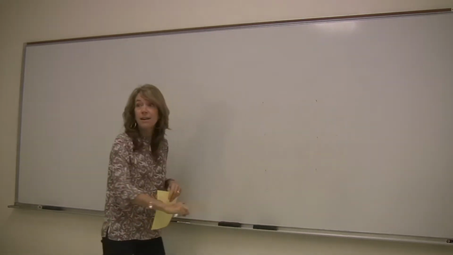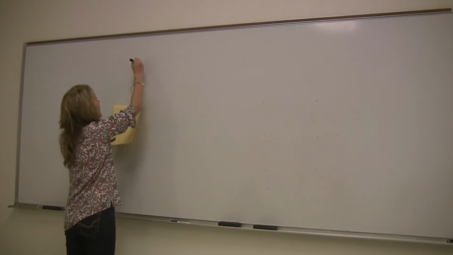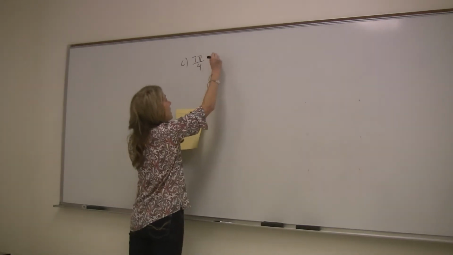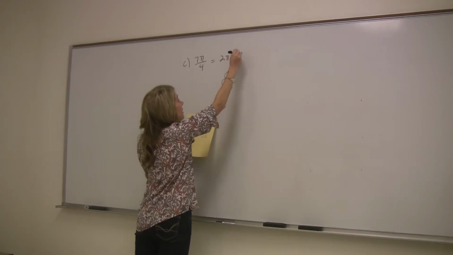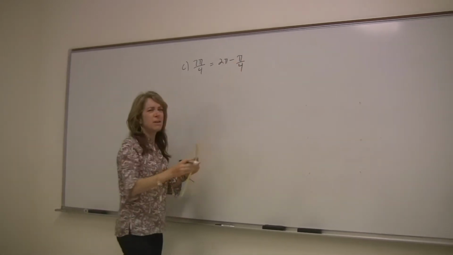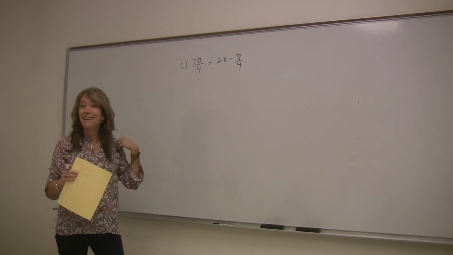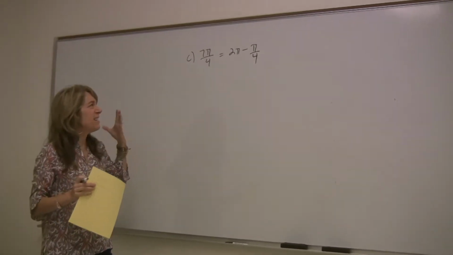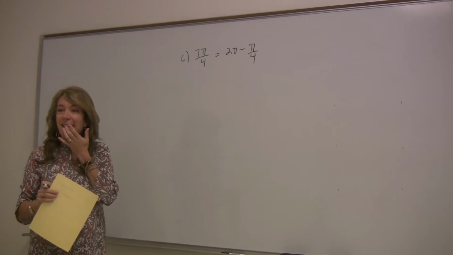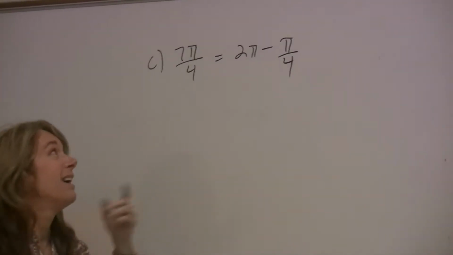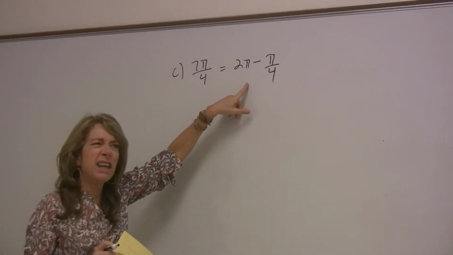Pi minus 1/4. Ooh, I like it. So it was 7 pi over 4, and he says that's 2 pi minus pi over 4. How did he know that? What did he do in his head? Or maybe he wrote it down, I don't know. How did he know that? He rounded it to 8 pi over 4. Exactly. He thinks about 2 pi.